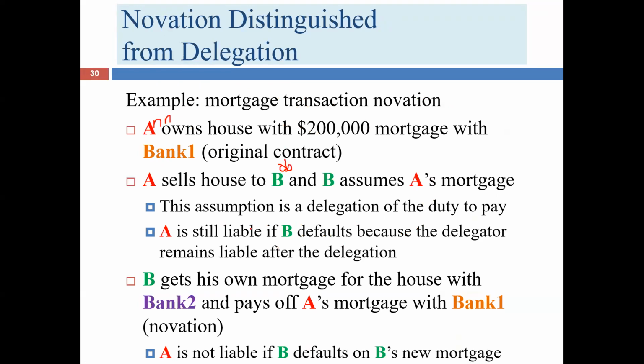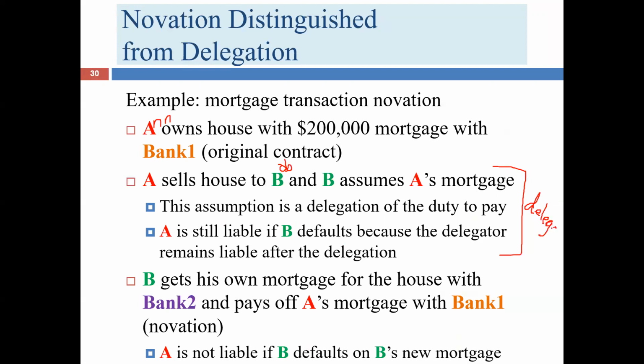Okay, well, let's assume now that Bob hasn't lost his job. Now he's thinking to himself, gosh, mortgage rates are really low. I want to refinance. So he goes out to Bank 2 and he finances a mortgage, and he uses the loan that he gets from Bank 2 to pay off Ann's original mortgage with Bank 1. So this was a delegation right here. But now we're going to do a novation.